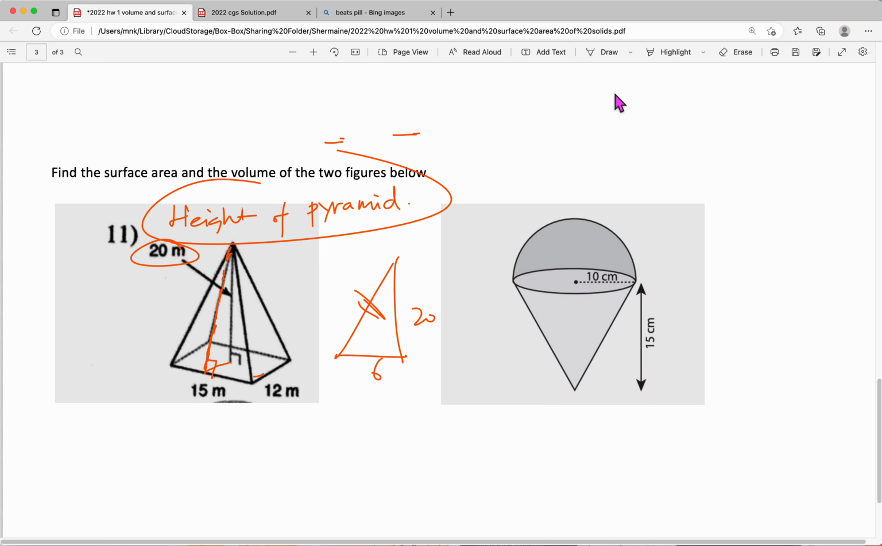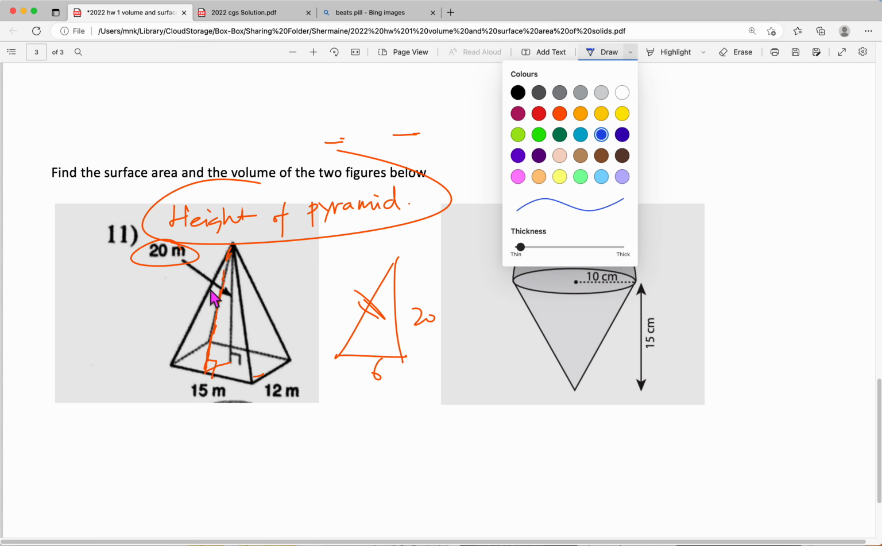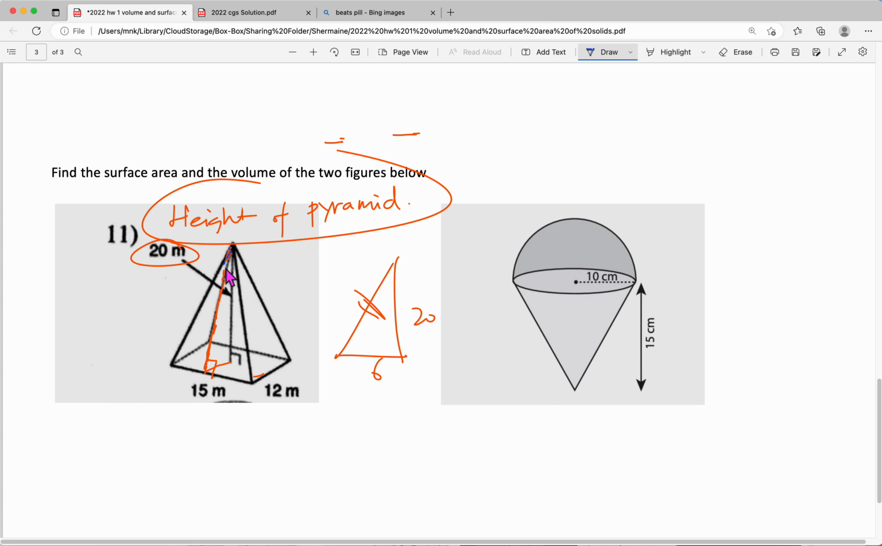So now you need to do the height of the left, which is here. You can also see from here. If a word is too messy, then you use your pencil, just zoom in, then you know.